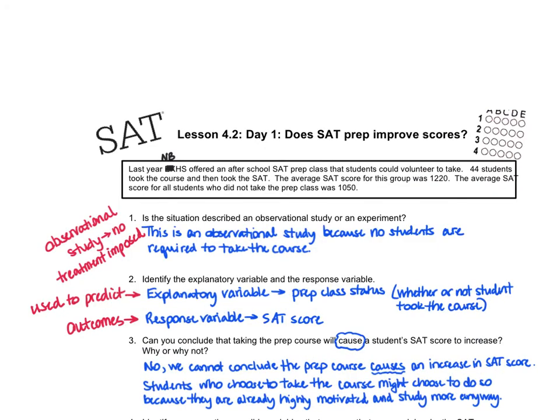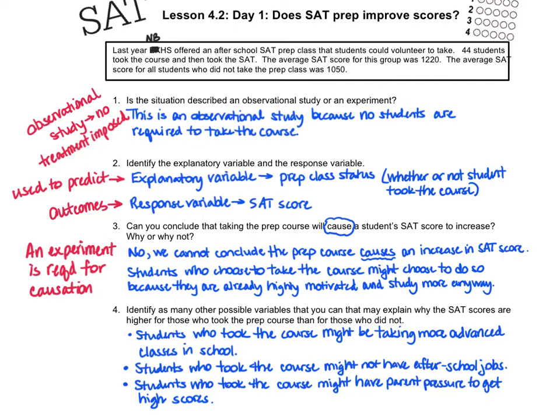Number 3 asks, can you conclude that taking the SAT prep course will cause a student's SAT score to increase? Why or why not? And you may remember in the previous chapter, we talked about correlation is not causation. So just because we see trends in behavior doesn't mean that the change in one variable causes the change in the other variable. So we have to be very, very cautious about that. And in order for us to conclude that causation has occurred, we have to run an experiment.